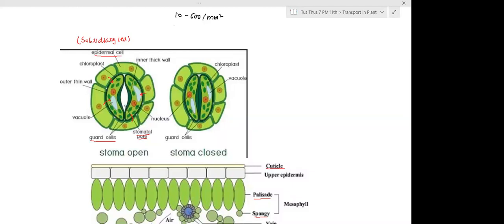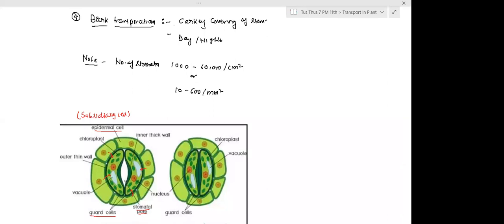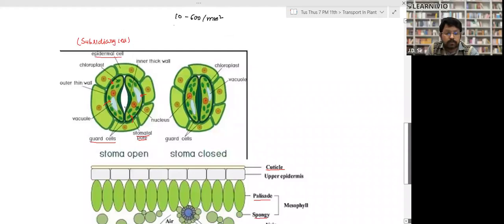Sir, can you please show the number of stomata on screen? Yes, number of stomata there: 1000 to 60,000 per centimeter square or 10 to 600 per millimeter square. And one more thing I want to tell you, stomata are more abundant in the lower surface and less in the upper surface. Very less in the upper surface. Right. So now this is the structure of stomata.